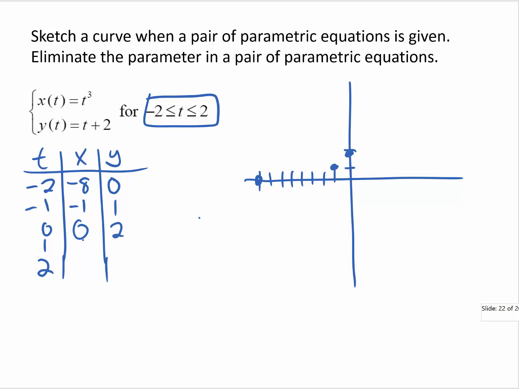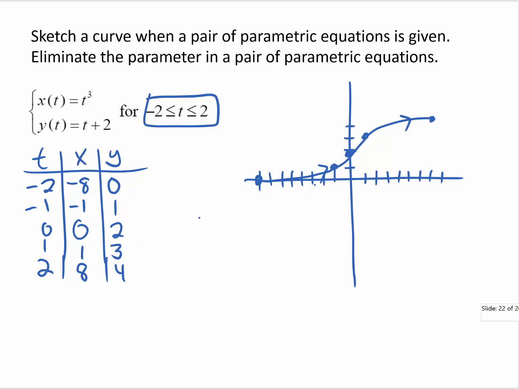And if we put in a 1, we get 1 for x and 3 for y. 1, 1, 2, 3. And finally, putting in a 2, we get 8 for x and 4 for y. 4, 5, 6, 7, 8, and up 4. So this curve goes along like this, and our orientation, as t increases, we move along there to the right.